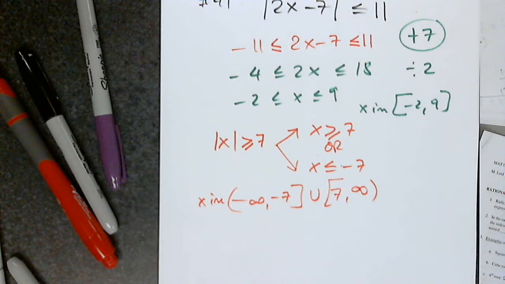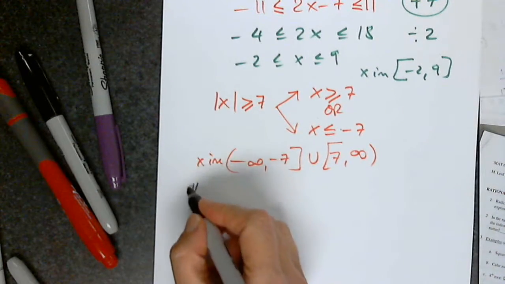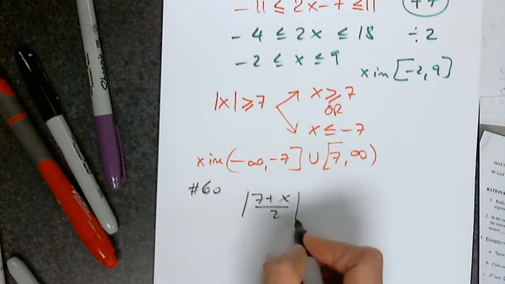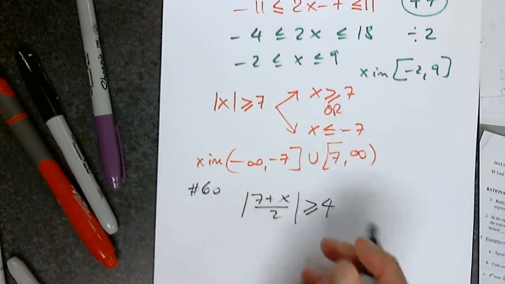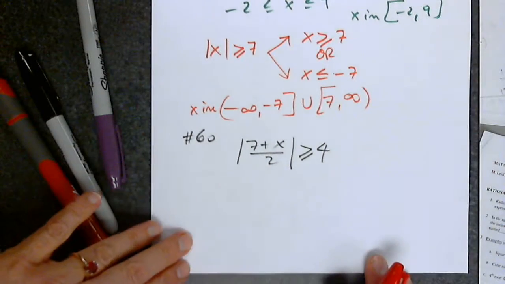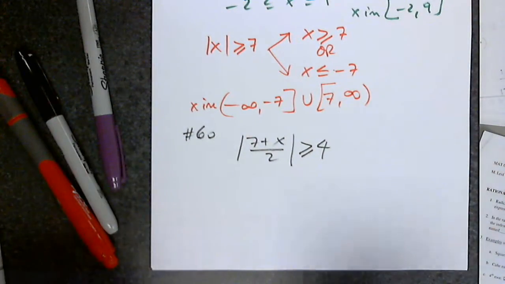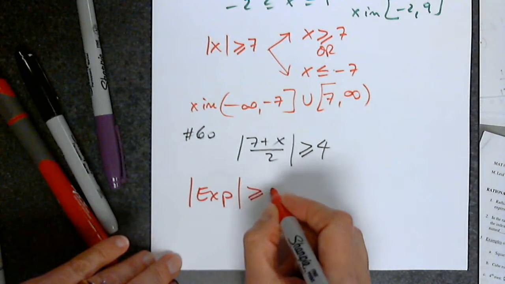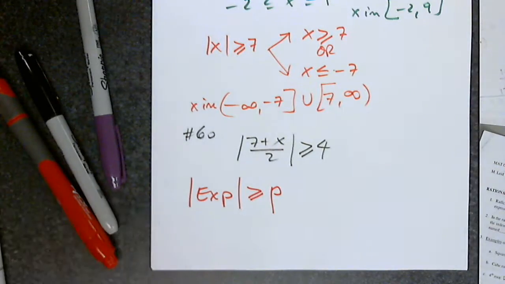So let's practice that. Let's say page, problem 60. And that is 7 plus x divided by 2 in absolute value greater than or equal to 4. And before that, I should write the general case. I know you know it already, but let's write a general case. An expression in absolute value greater than or equal to a positive number. How do I convert this one?